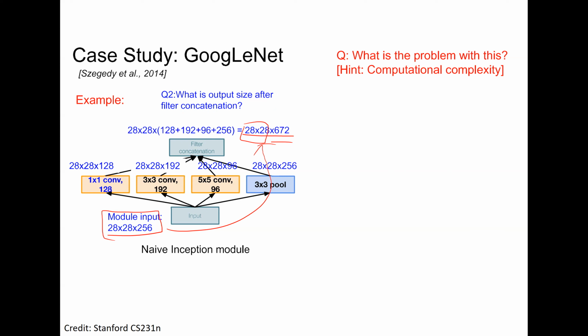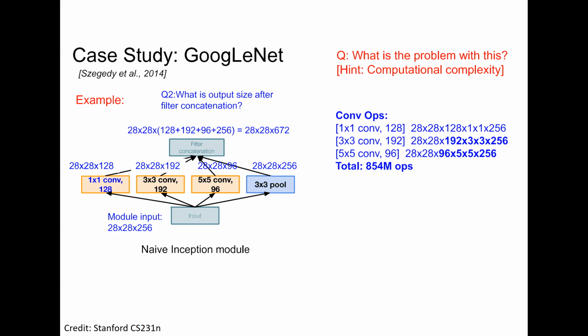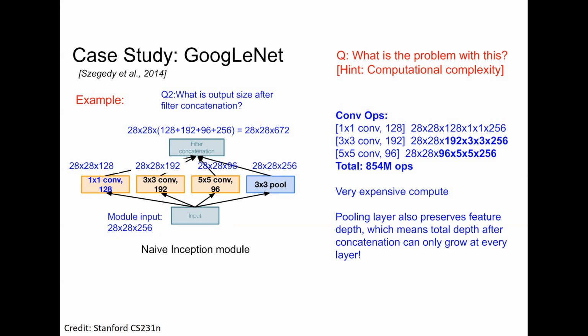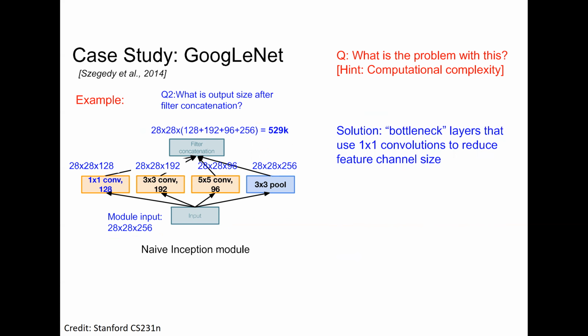This naive inception module makes the input bigger and bigger, meaning that if we stack more and more inception modules, the input becomes huge, gigantic. And the convolution operation requires 854 million operations. That's too costly, very expensive.